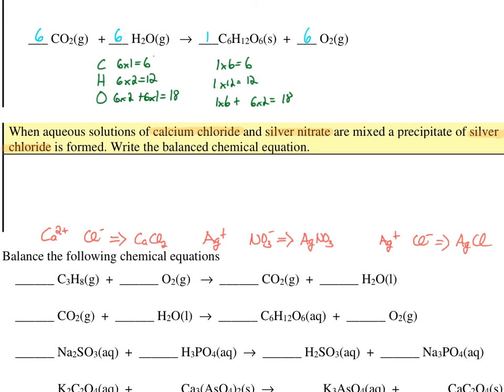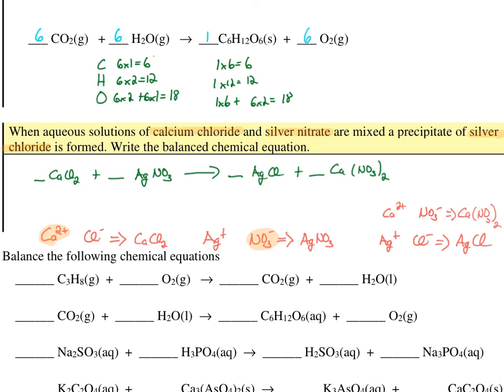Because we have unaccounted for in the products the calcium ion and the nitrate ion. So our remaining product we know is going to be formed from calcium 2+ and nitrate. And we'll need twice as many nitrates as we have calcium 2+ ions. So that formula is Ca(NO3)2. So we can write our first draft of the chemical equation. So we have calcium chloride is going to react with silver nitrate to give us silver chloride and calcium nitrate.